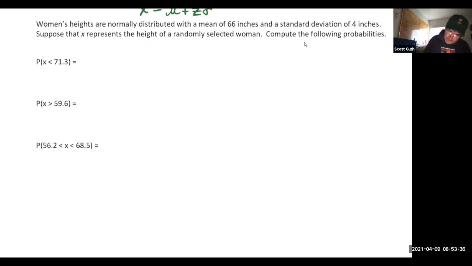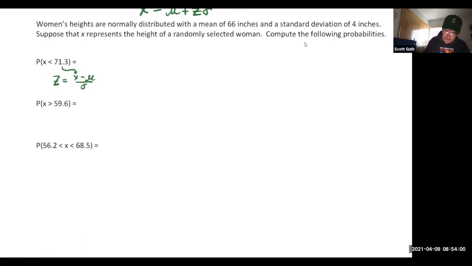So the first thing you need to do is a Z-score. For the Z-score, it's always X minus mu over sigma. And X is the boundary value. So we're saying that X is less than this boundary value, 71.3. What you're converting is the boundary value, because in the end you need a boundary value for Z.